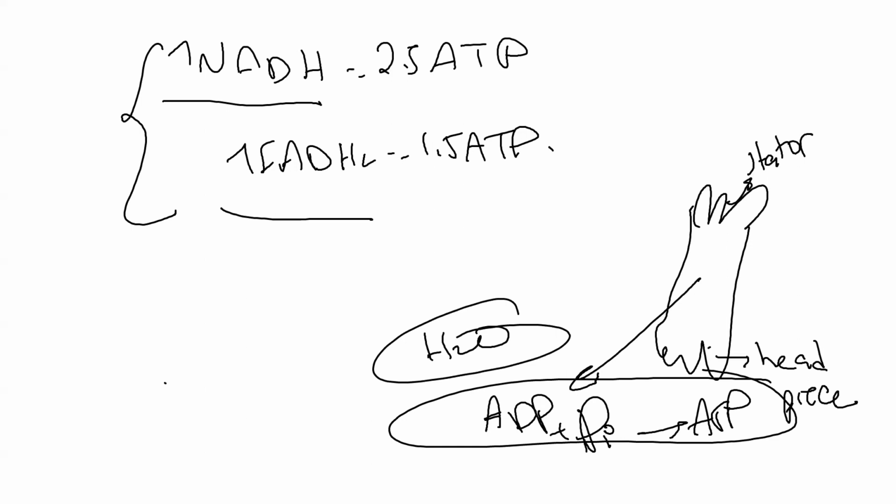Okay, and don't forget, oxygen is the final electron acceptor. Should we learn 2.5, 1.5, or 3? No, 2.5, 1.5, not 3. 3, 2 is the old one. 2.5, 1.5 is the updated one. So this is about the electron transport chain and oxidative phosphorylation.